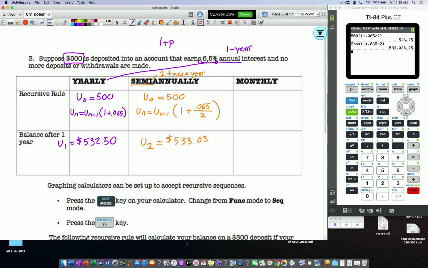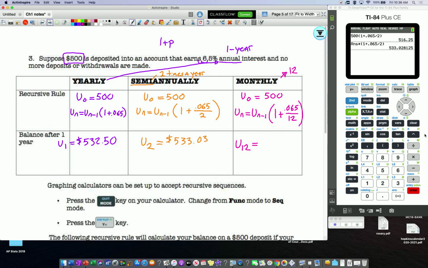Let's see what happens when we do the last one in this example, which is monthly. Monthly, if we think about how many months there are in a year, 12 months in a year. So the problem starts exactly the same. U sub 0 equals 500. Now when doing the second part, u sub n equals u sub n minus 1 times 1 plus 0.065, and I divide it by, now instead of 2 times a year, 12 times a year, okay? So now the term I'm actually finding is not u sub 2, but u sub 12.